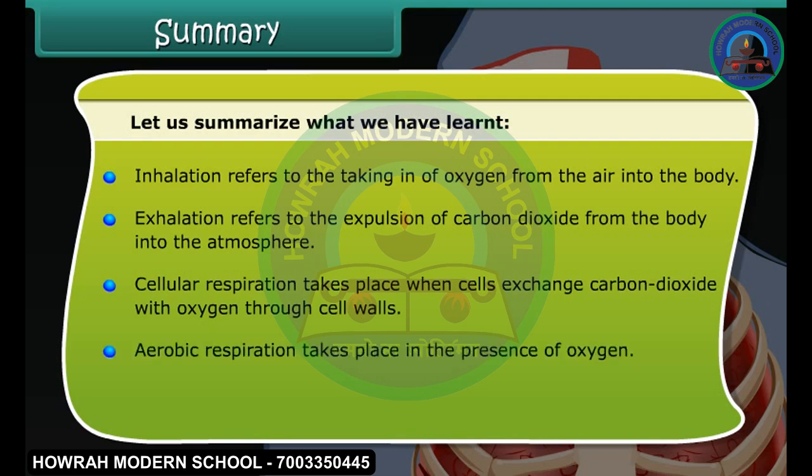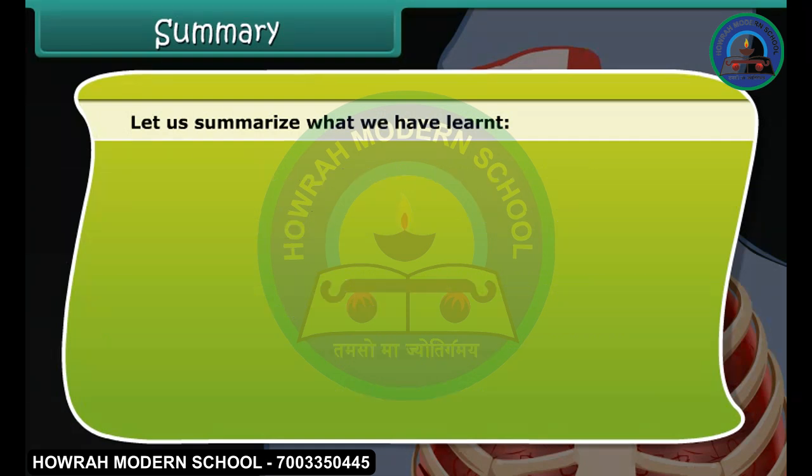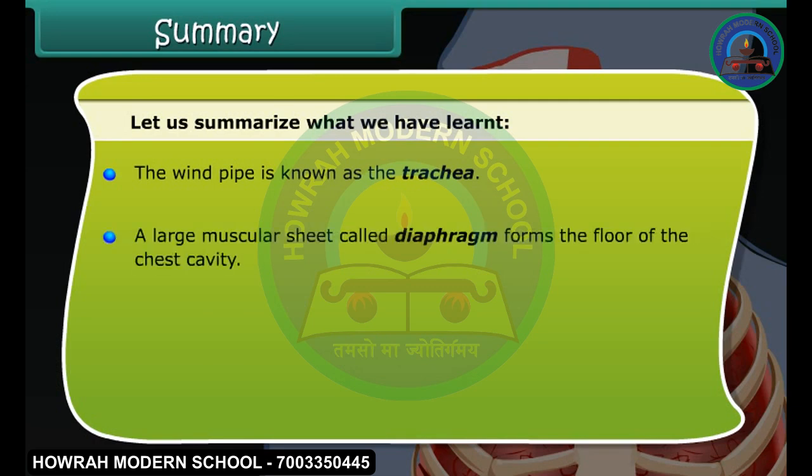Aerobic respiration takes place in the presence of oxygen. Anaerobic respiration takes place in the absence of oxygen. The windpipe is known as the trachea. A large muscular sheet called the diaphragm forms the floor of the chest cavity. Alveoli are tiny air sacs.